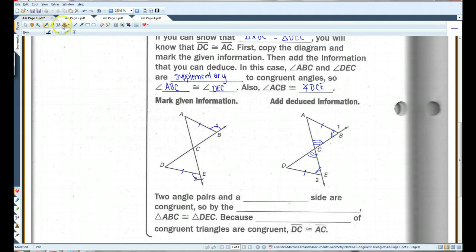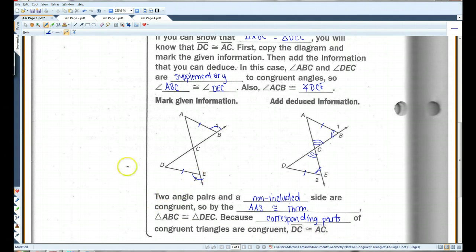It looks to me that we have two angles and a non-included side. So two angle pairs and a non-included side are congruent. So by the AAS Congruence Theorem, the two triangles are congruent because the corresponding parts of congruent triangles are congruent. DC is congruent to AC.